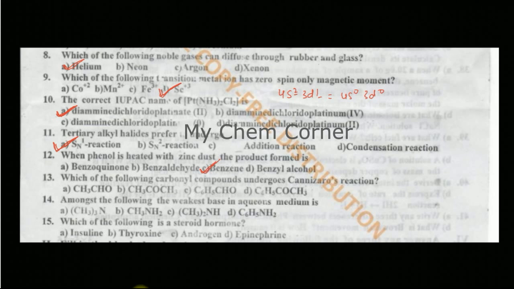Okay. Next one. Which of the following carbonyl compounds undergo Cannizzaro reaction? I told you Cannizzaro reaction does not require alpha hydrogen. So if you see the first option, this aldehydic carbon is next to a carbon that contains alpha hydrogen. This will undergo aldol. Second option, carbonyl carbon, both sides have alpha carbons which have alpha hydrogen. So that will undergo aldol.